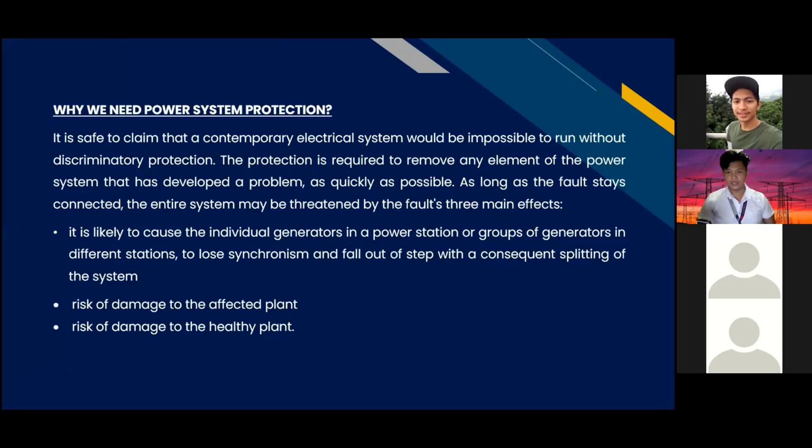It is safe to claim that a contemporary electrical system would be impossible to run without discriminatory protection. The protection is required to remove any element of the power system that has developed a problem as quickly as possible. As long as the fault stays connected, the entire system may be threatened by the fault's three main effects.